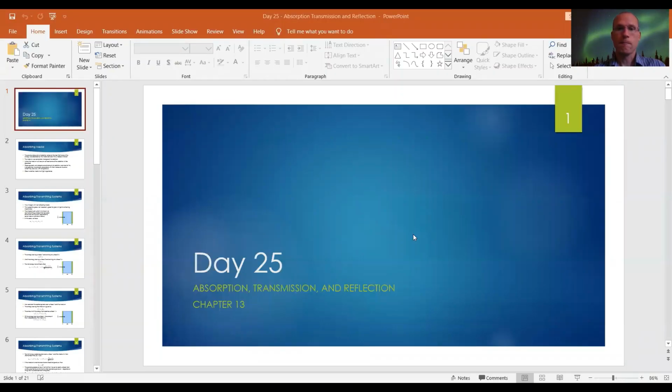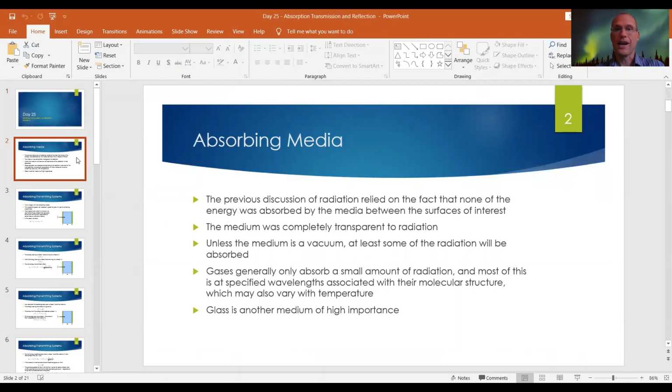All right, so next up in the series of lectures on radiation is a fairly complicated topic. Now we're going to add in absorbing media and/or reflecting media. So basically what we did before, we had two objects. We assumed there was nothing between them, only a vacuum. Now we're going to deal with what happens when that thing between them actually matters.